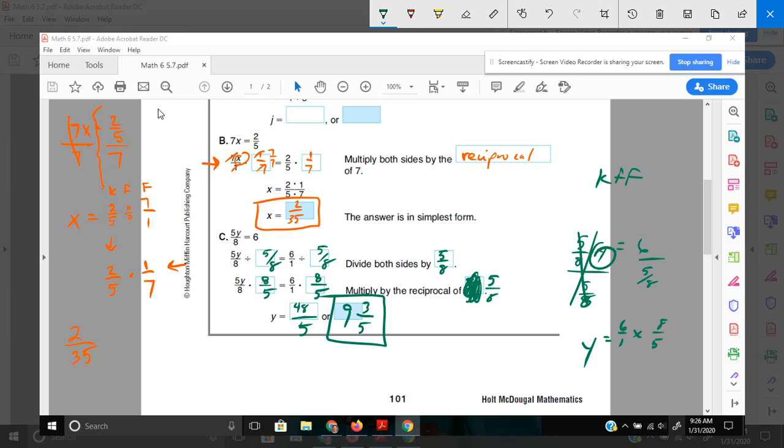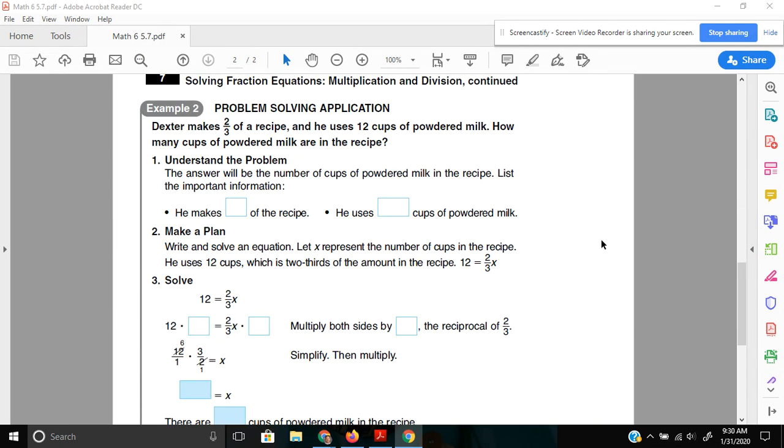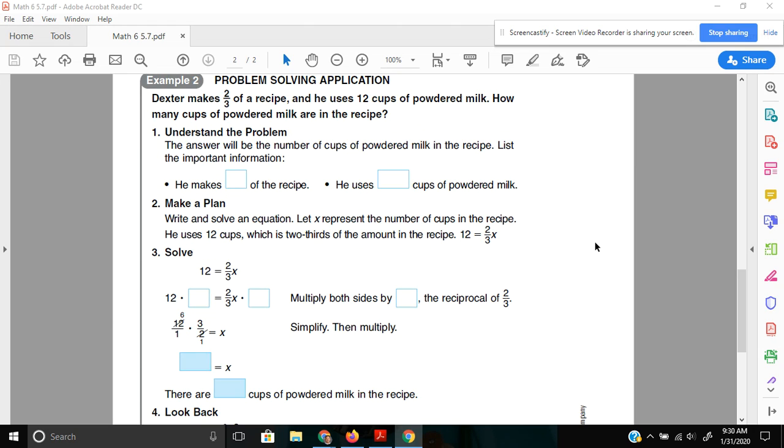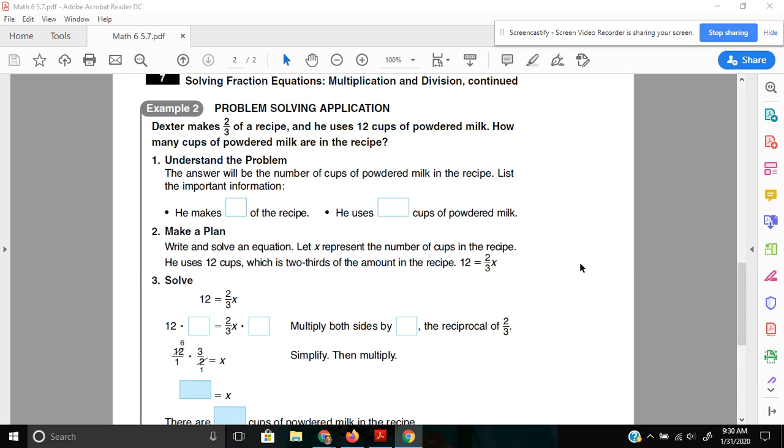All right, there you have it. So a lot of work with keep, flip, flop, and undoing what's being done to the variable. Those are the two most important things here. All right, we're going to break down a word problem for the last example, example number 2. And then we'll have a few check it out problems, and then we'll be done.